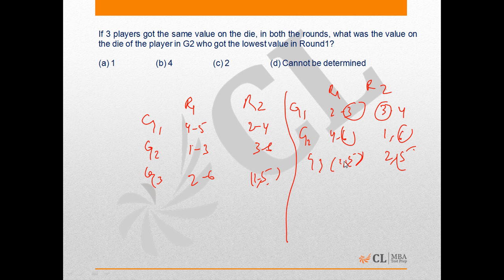And here we have to check the value on the die of the player in G2 who got the lowest value in round 1, and this is 4, as the numbers obtained on the die by players of G2 in round 1 were 4 and 6, and 4 is the minimum of these two, therefore option B is the correct answer.